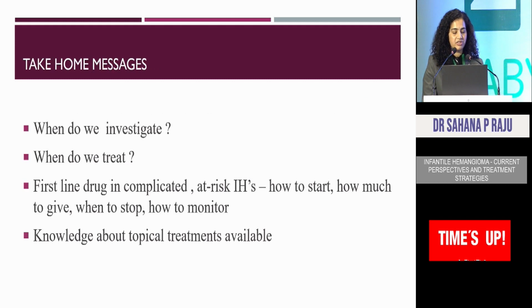So the take-home messages are, when do we investigate? Imaging is only necessary if you suspect an underlying syndrome or if more than 5 cutaneous lesions are present. When do we treat? If it is located in a site which is very risky for ulceration or any systemic complications, only then it is treated. Otherwise, we wait and watch. The first line drug in complicated at-risk infantile hemangiomas is oral propranolol. Corticosteroids we don't use anymore.